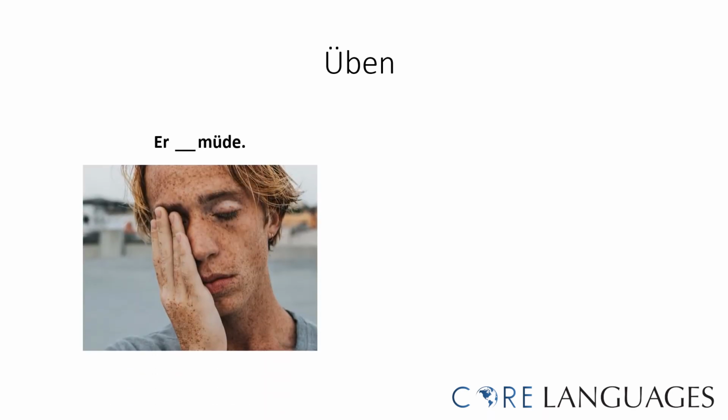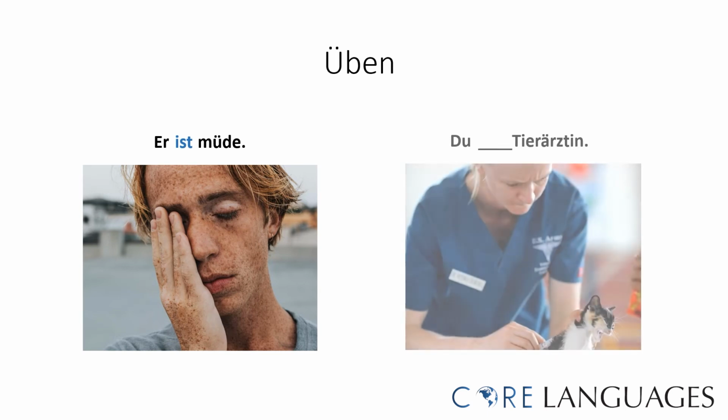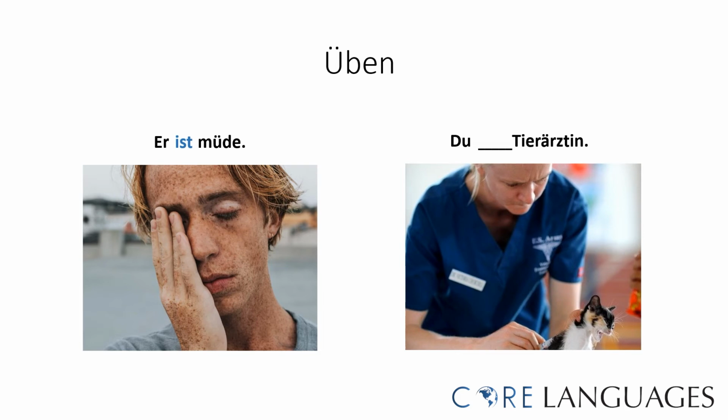Let's practice. Look at the following two basic nominative sentences, and all you need to do is choose the correctly conjugated form of to be. Er ist müde. He is tired. Er is in the nominative case. Du bist Tierärztin. You are a vet. And more specifically, you are a female vet because the ending -in changes the profession to a female profession.